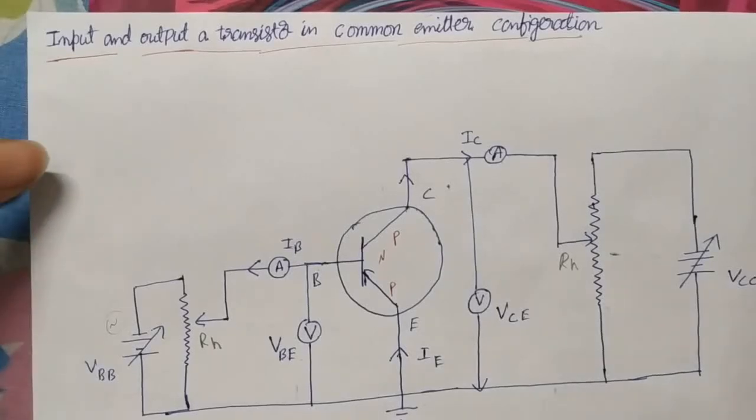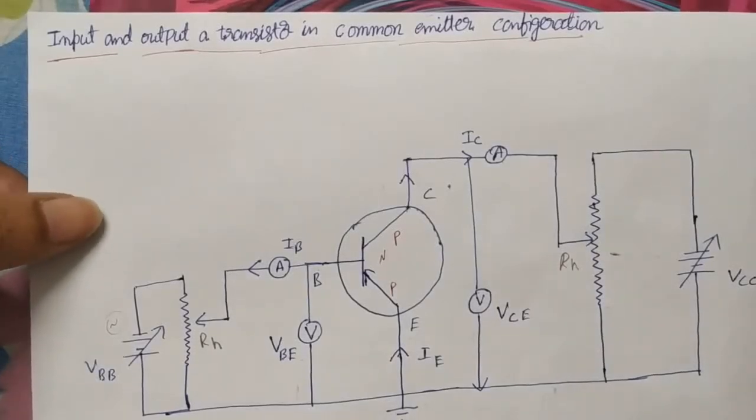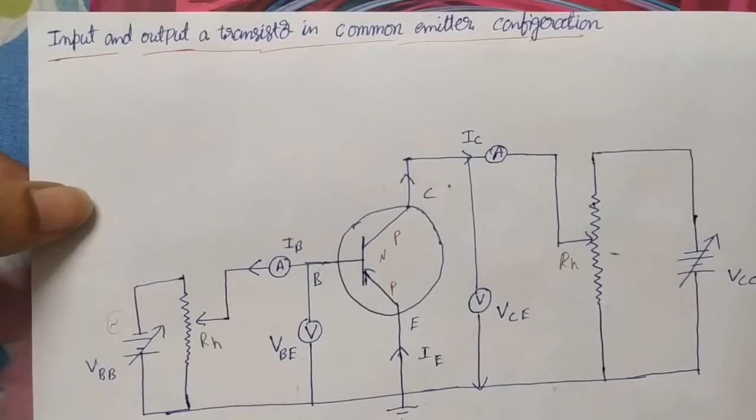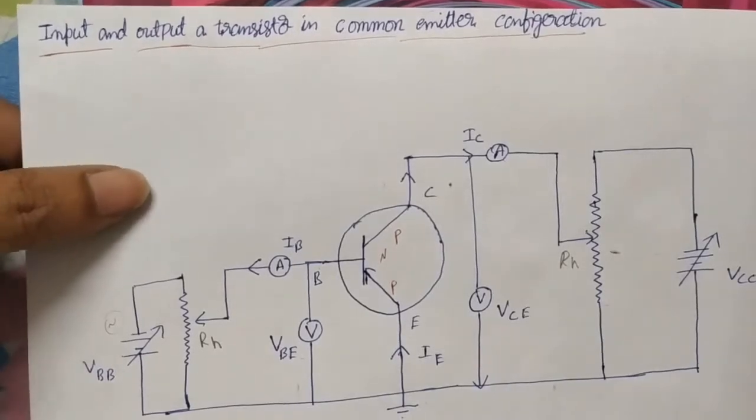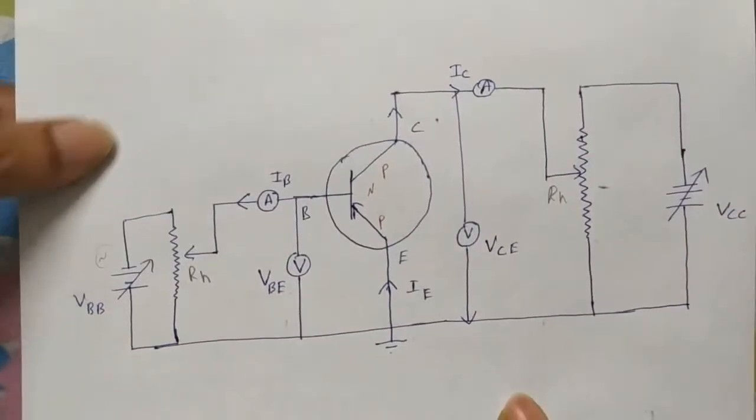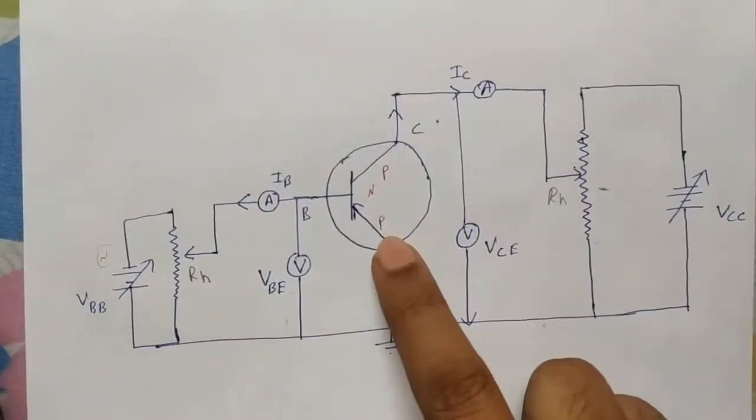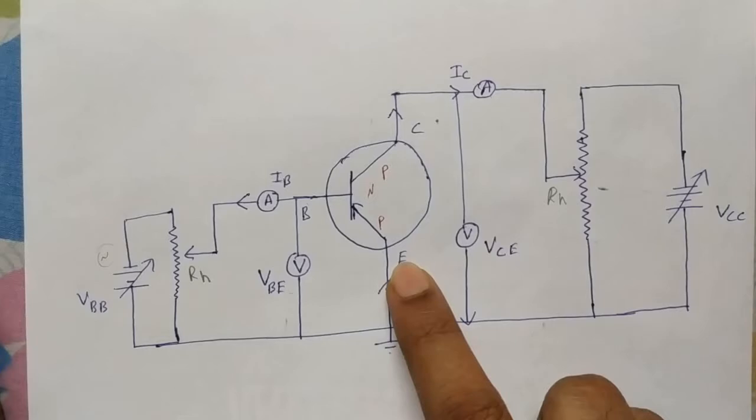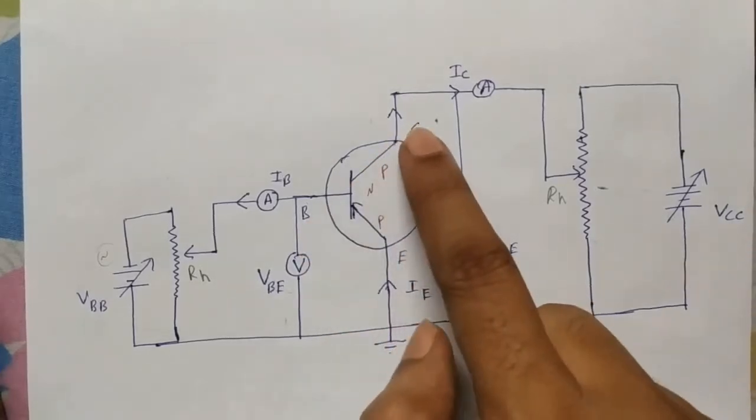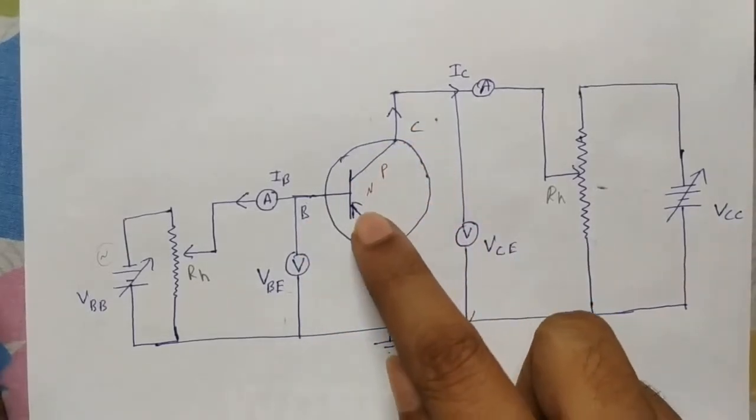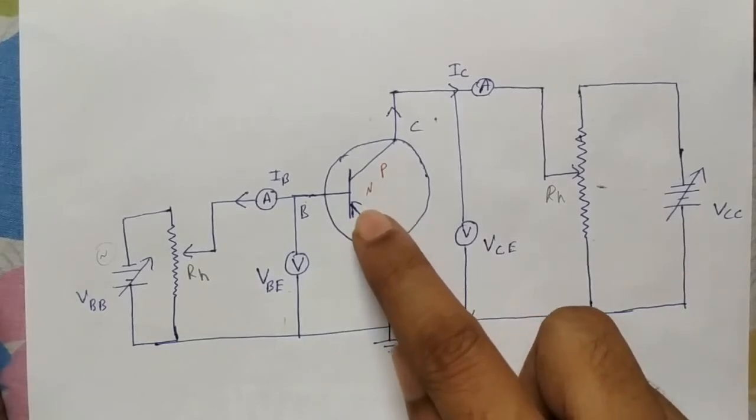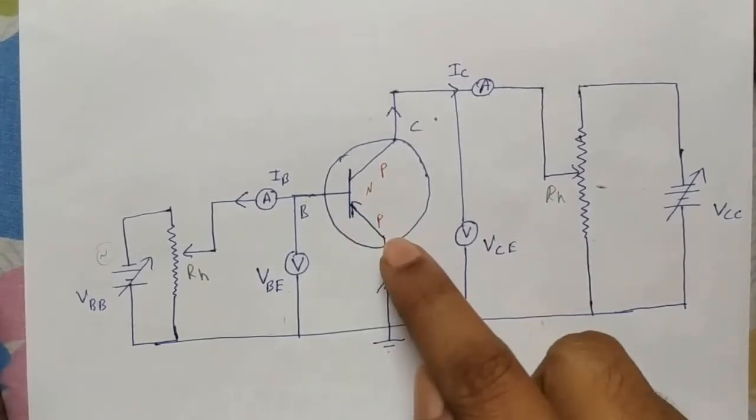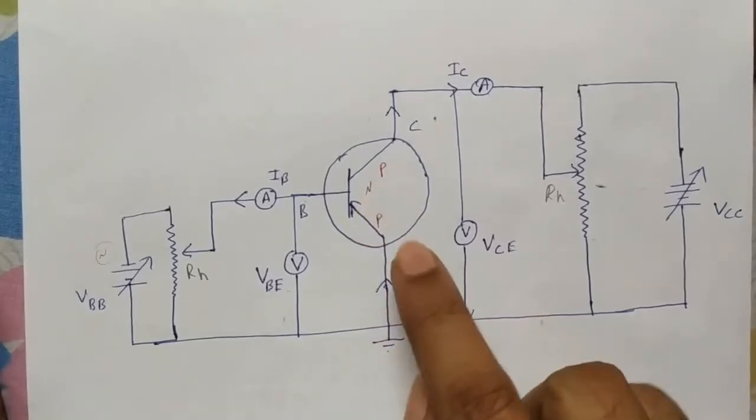In this video, we'll see about input and output characteristics of a transistor when it is connected in common emitter configuration. Here you can take a PNP transistor. The terminals are emitter, base, and collector, and the terminal with the arrow mark is the emitter. For a PNP transistor, this arrow mark points inside, which shows current is going into the transistor.